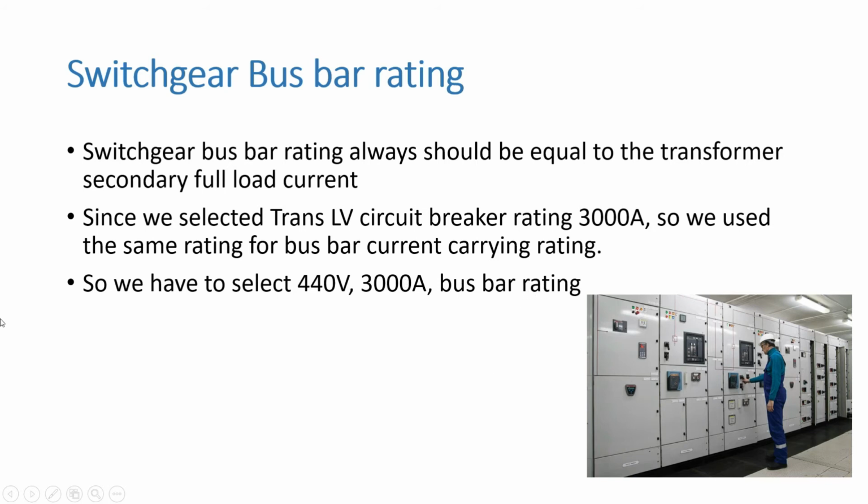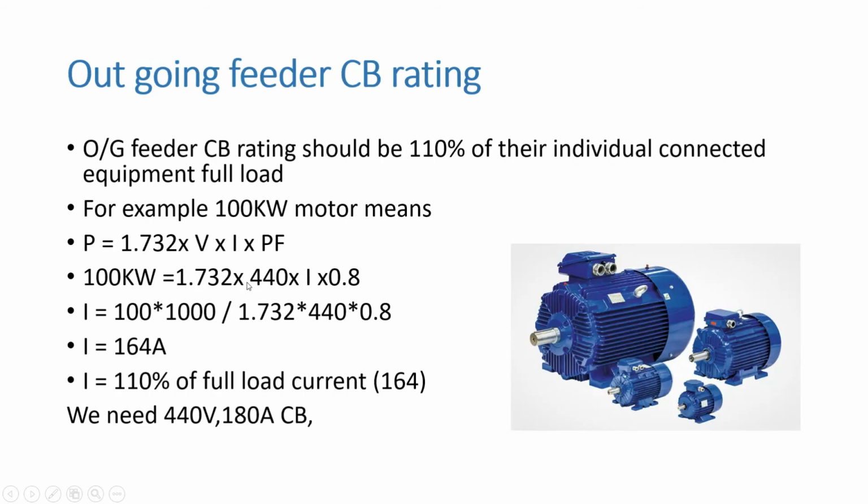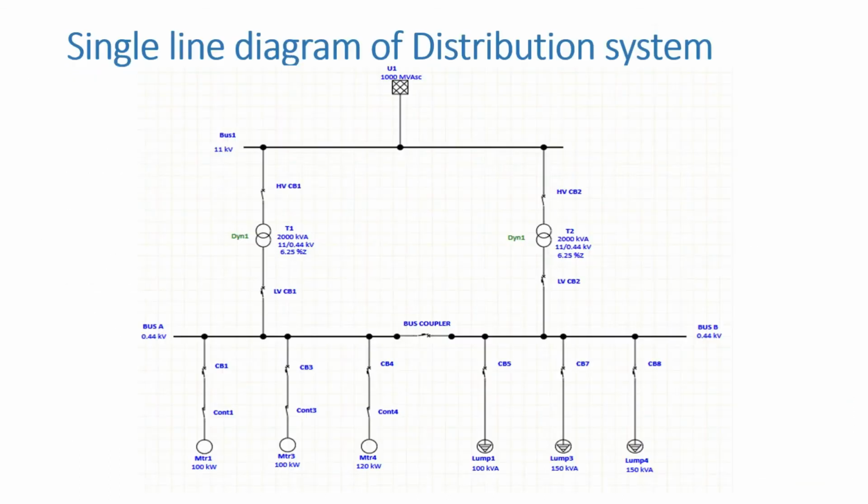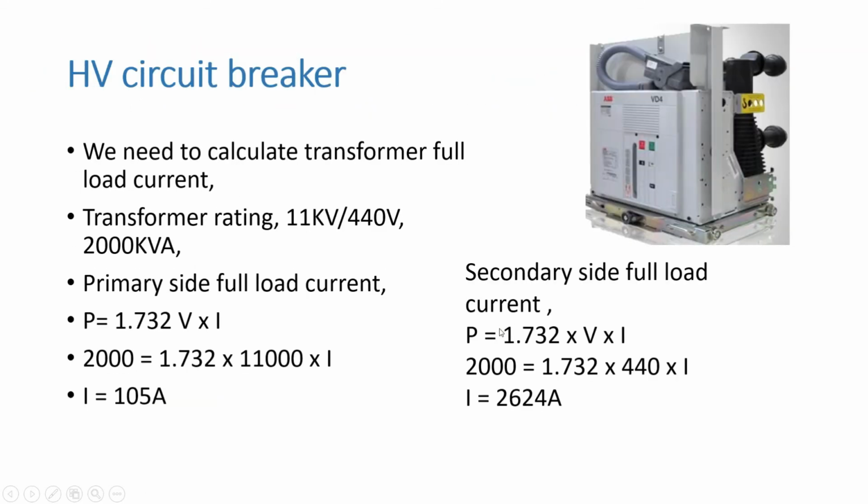So now the final outgoing feeder circuit breaker rating. For outgoing feeder circuit breaker sizing, you have to consider their individual connected equipment load. For example, if you look at this single line diagram, the first outgoing feeder is connected to the motor feeder. It has 100 kilowatt capacity. So we need to find this circuit breaker rating based on this motor full load current. I will explain how to calculate.